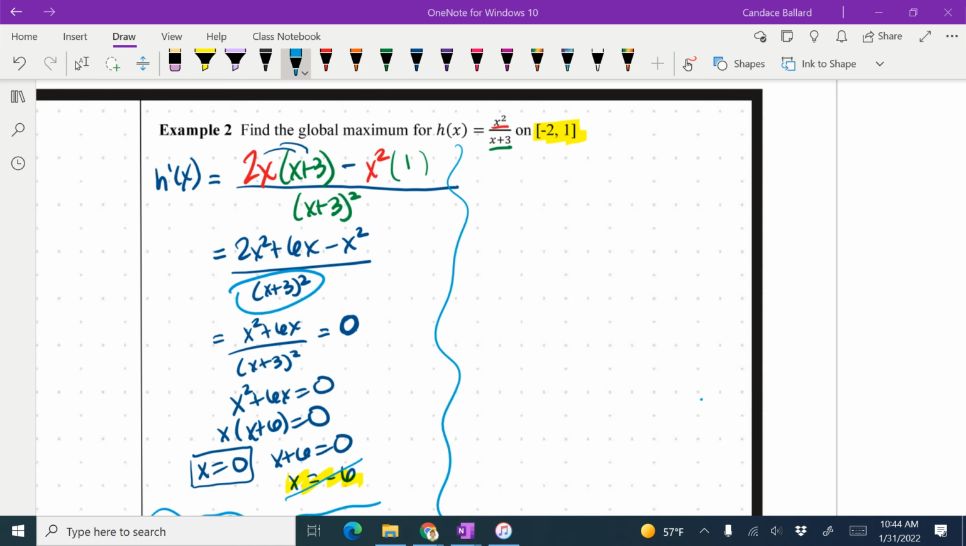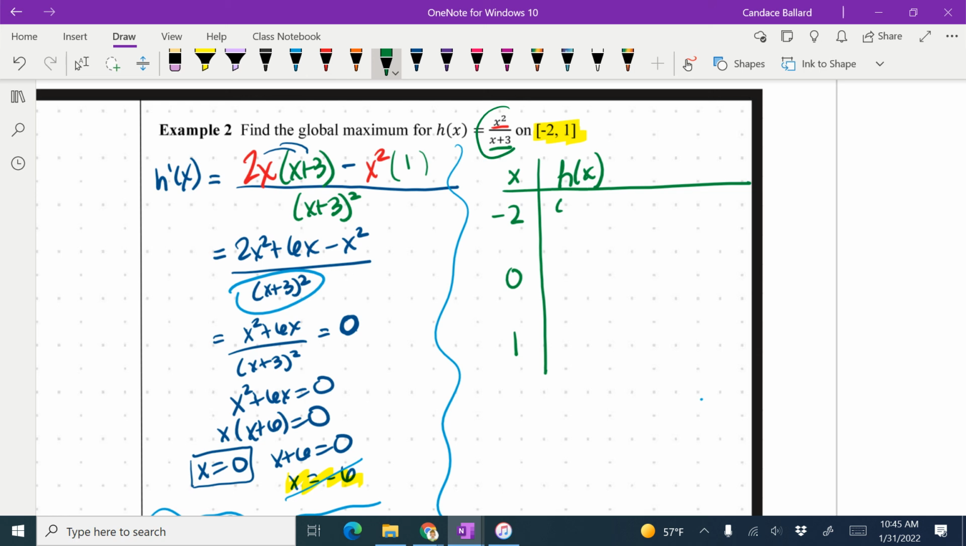All right, so we only have to test 3 numbers. So we've got x and h of x this time, and we're going to do negative 2, 0, and 1. Notice I left myself some space so I can squeeze my work in there. All right, so I'm substituting in the negative 2 into this guy right here. So I've got negative 2 squared over negative 2 plus 3.